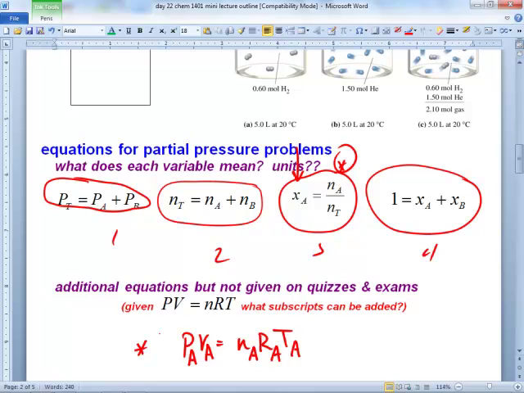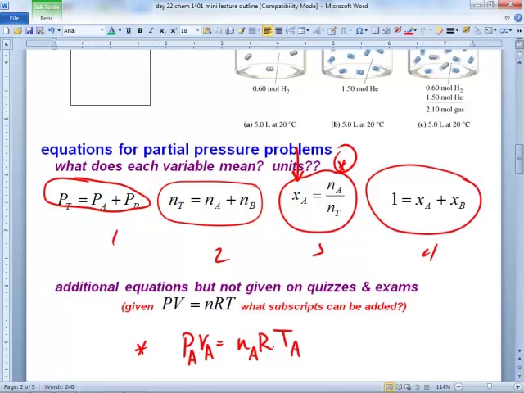I'd say there's three things in there that don't make sense to put subscripts on. What's one of them? R, definitely. Get rid of the A on the R, because that's up on the top of the quiz. You plug in the 0.0821 and quit. Yvette, what's something else?